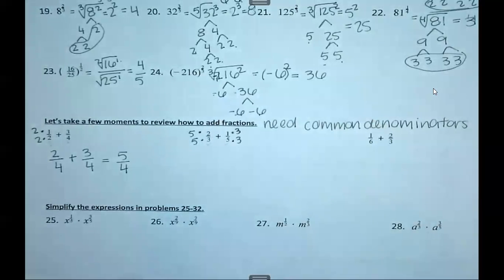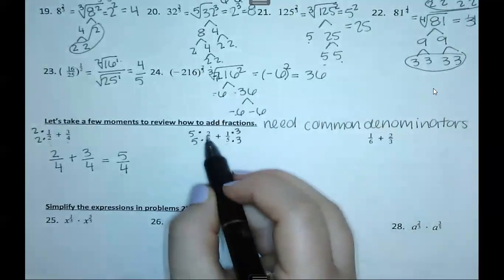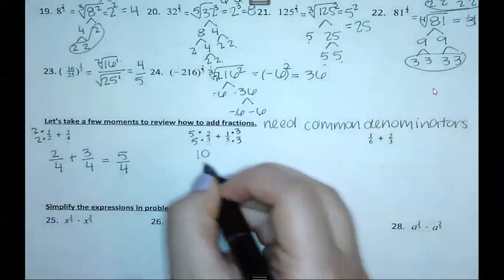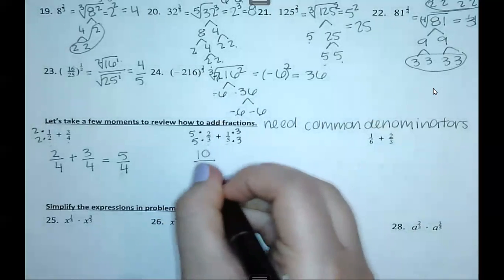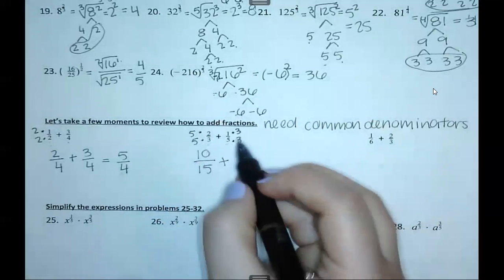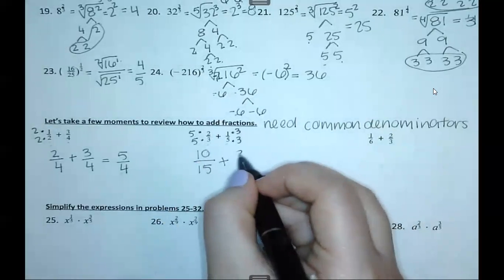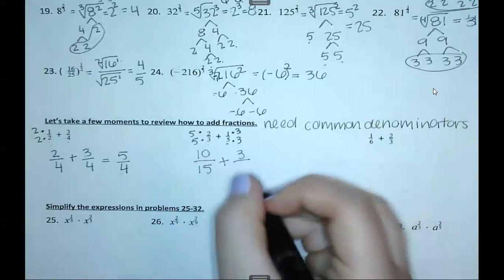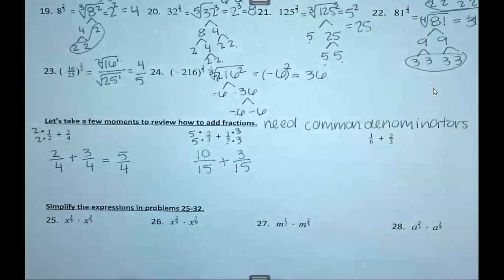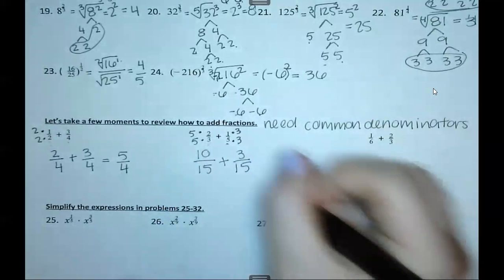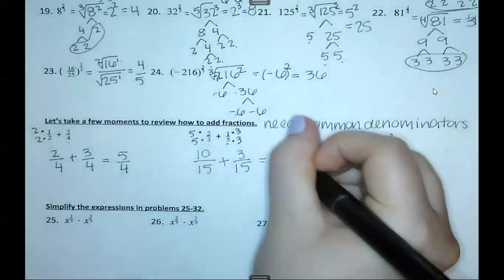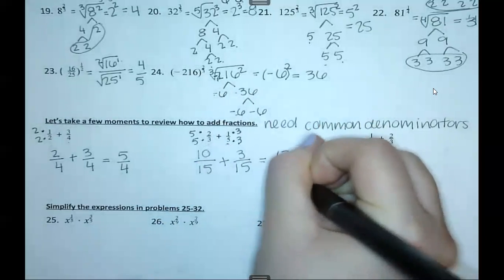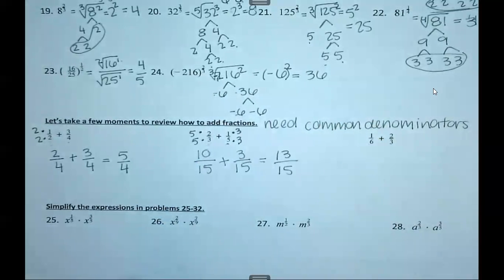Also have to do it to the top. So on the top, I have 5 times 2, which is 10, over 5 times 3, which is 15, plus 1 times 3, which is 3, over 5 times 3, which is 15. And now we have a common denominator, and we just add the tops. 10 plus 3 gives us 13, so we end up with 13 over 15.